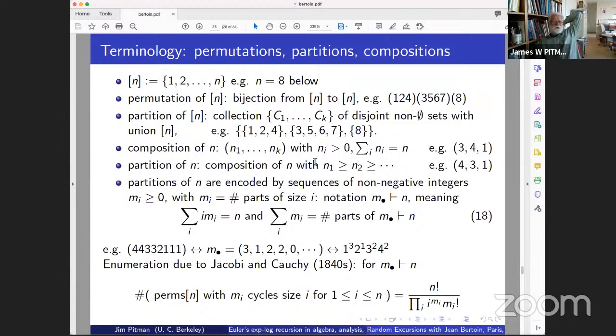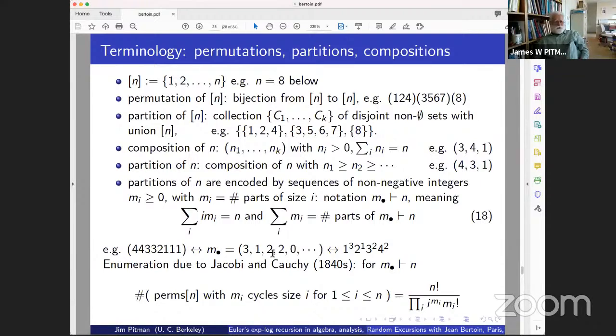from this scheme. We have a partition of n, and partitions are conveniently encoded by the number of parts of different sizes. So I use an m dot for that. If we have this partition with decreasing sizes 4, 4, 3, 2, 2, 2, 1, 1, 1, that has 3 parts of size 1, 1 of size 2, 2 of size 3, dot, dot, dot.